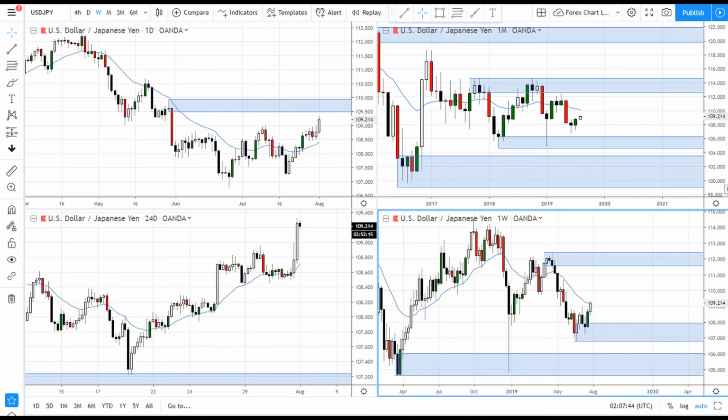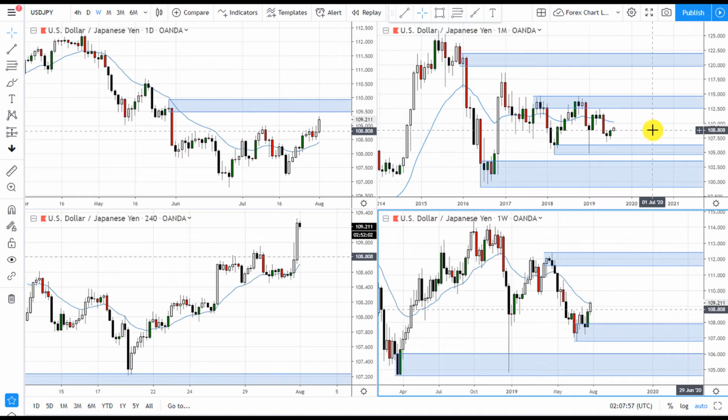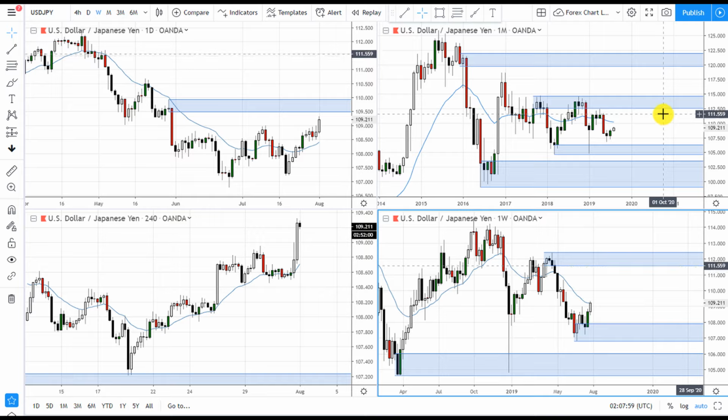Today we're going to take a look at some charts and see where we can identify supply and demand order flow and trade it for income. Let's take a look at US dollar versus the yen and see where we can identify supply and demand and trade it for income, possibly.